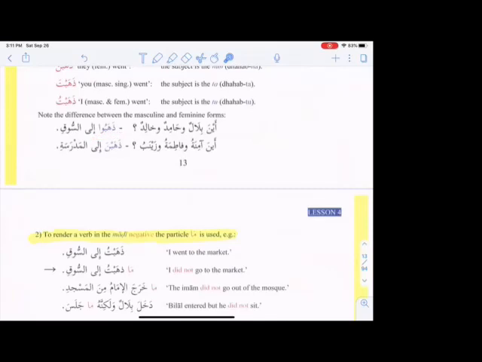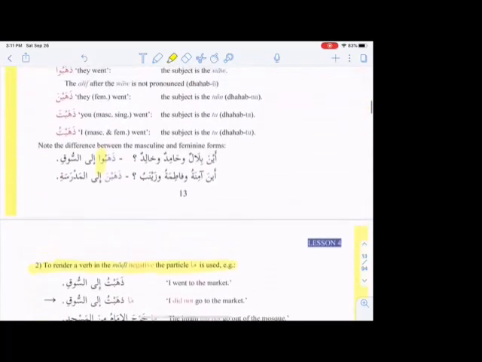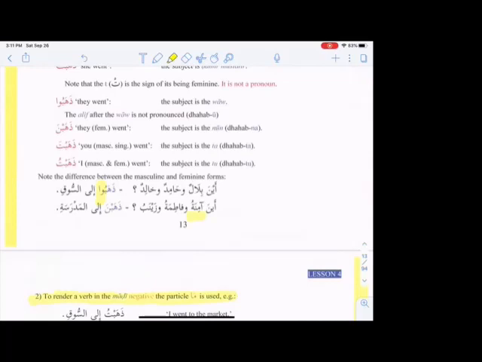How will you translate? They went. Where is they here? This wow represents they. We call it wow al-jama'ati, wow of a group. ذهبوا إلى سوق. They went to souk. Now, here is the next question. Aina Aminatu? Aina Amina wa Fatima wa Zainabu. Aina Aminatu, Fatimatu, Zainabu. What will you say now? Here we said Zahabu. What will you say? Zahabna. Hunna, Zahabna.